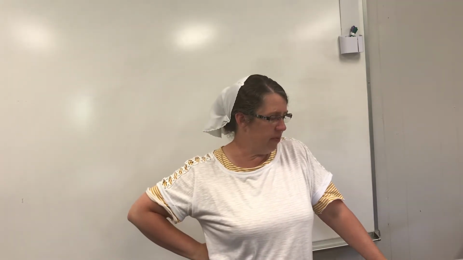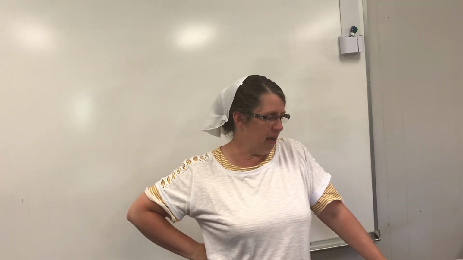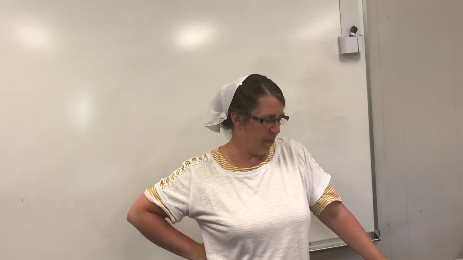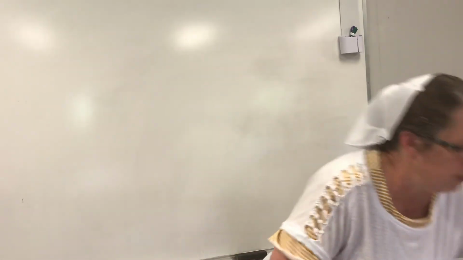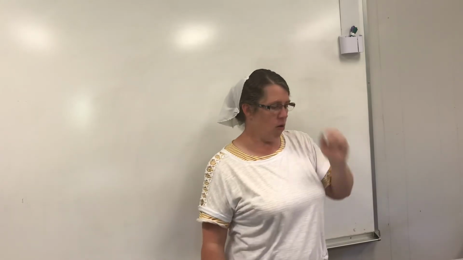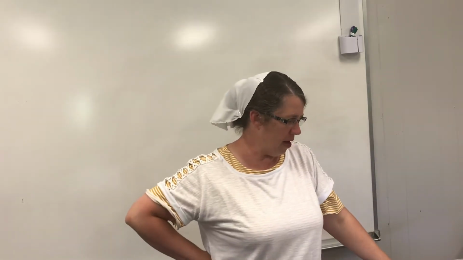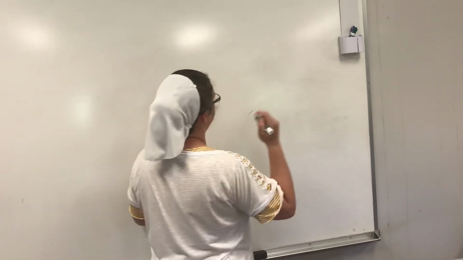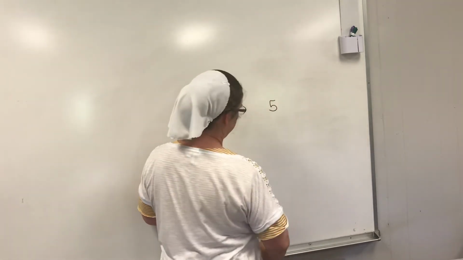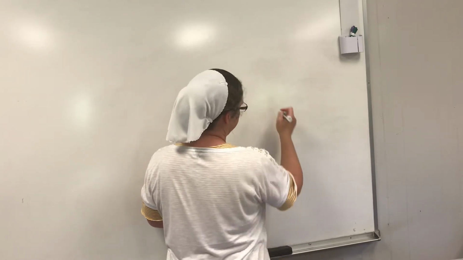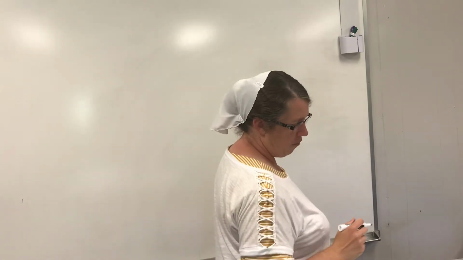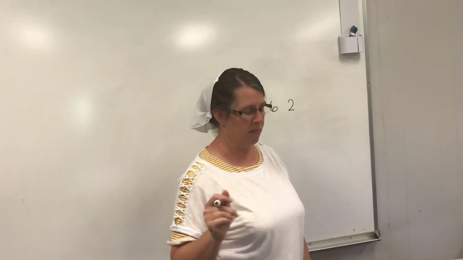5 times the sum of Benny's and Elizabeth's ages is 4 more than Mother's age. Benny is 6 and Elizabeth is 2. How old is Mother? All right, so Benny's 6 and Elizabeth is 2. 5 times the sum of Benny and Elizabeth's ages.